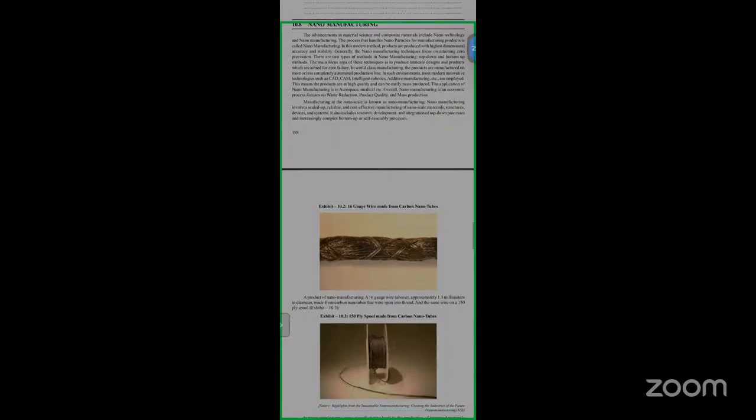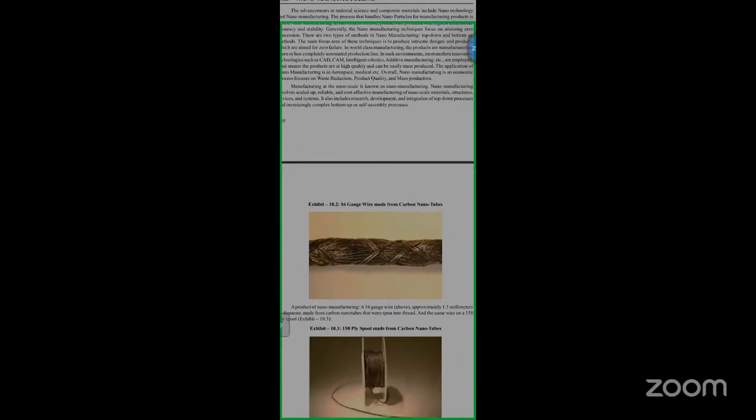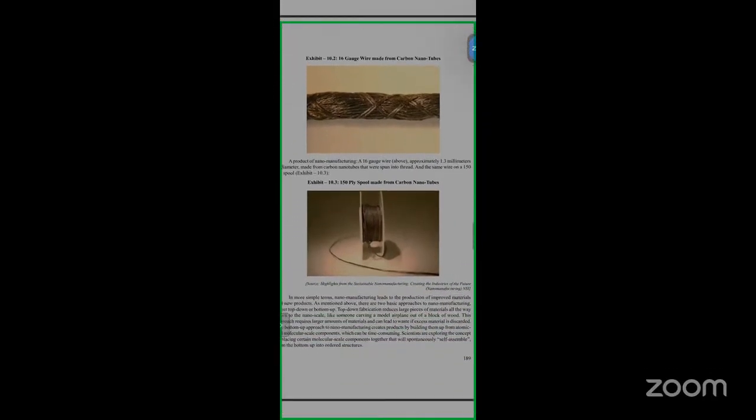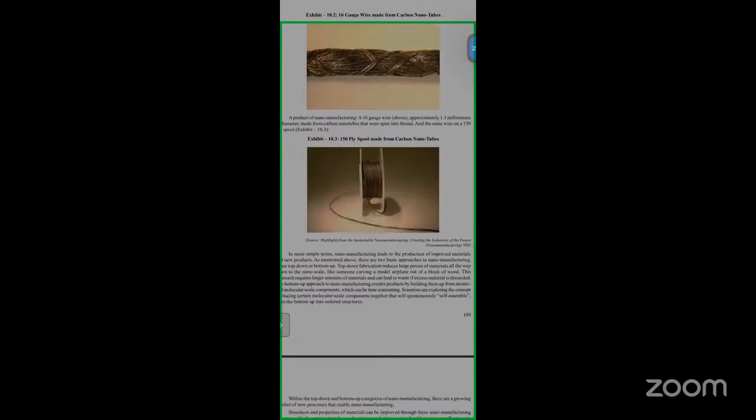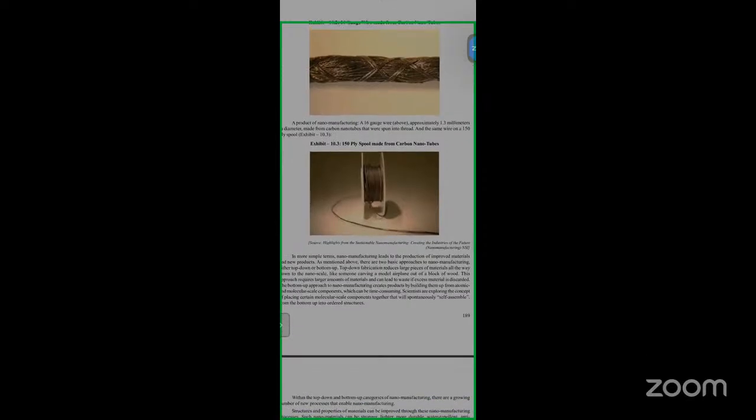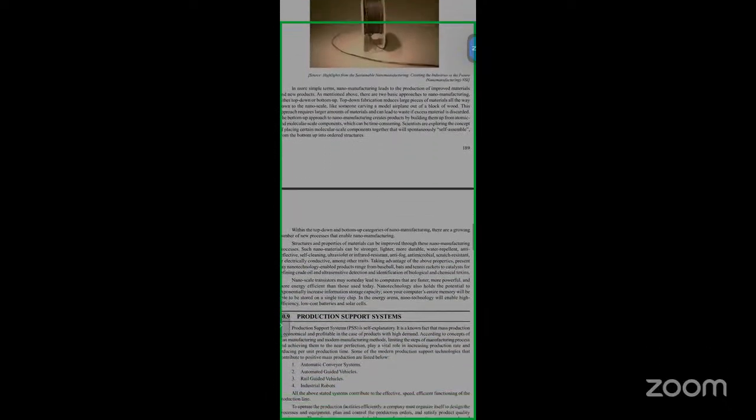If you just look at here, a gauge wire made from carbon nanotubes, it is a ply spool made from carbon nanotubes.